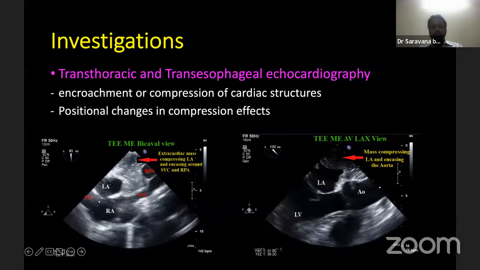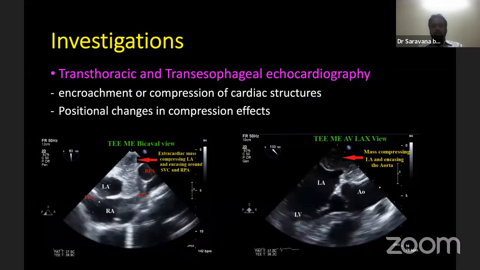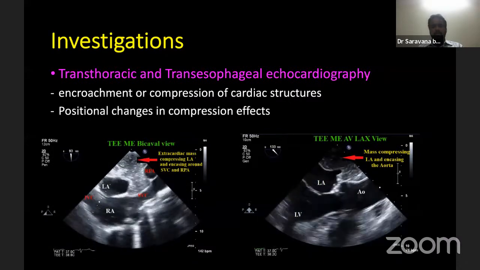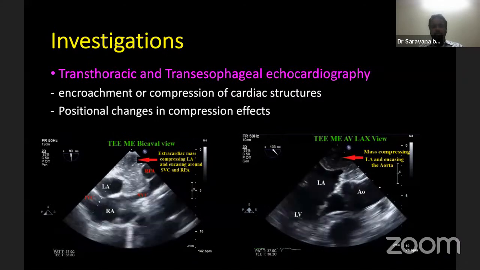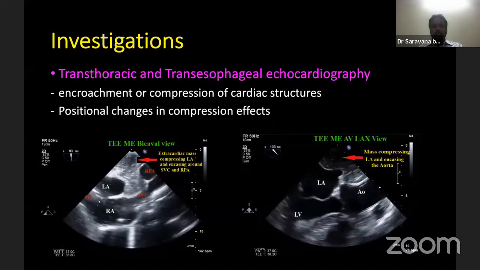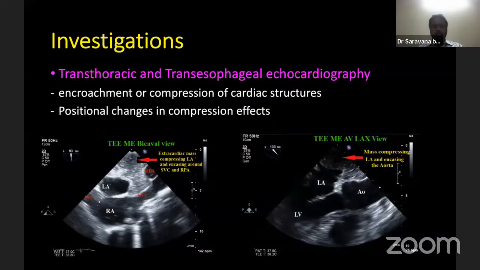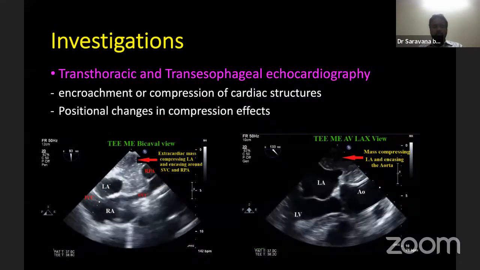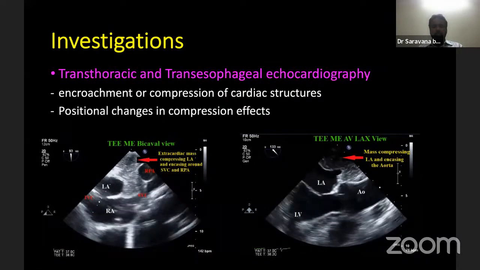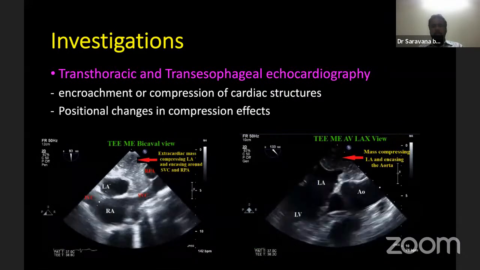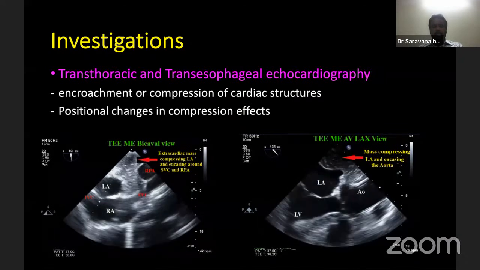These are the echo images of one of our patients who presented with a pericardial mass which looked like a benign lipoma or something. On intraoperative transesophageal echocardiography, we found that the tumor was almost infiltrating the right pulmonary artery, the SVC and the LA, and it was also causing some compressive effect on the LV as well as on the posterior part of the aorta.